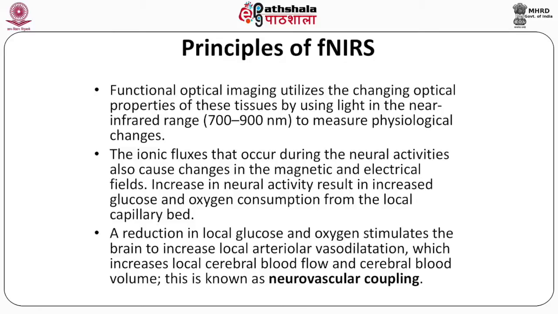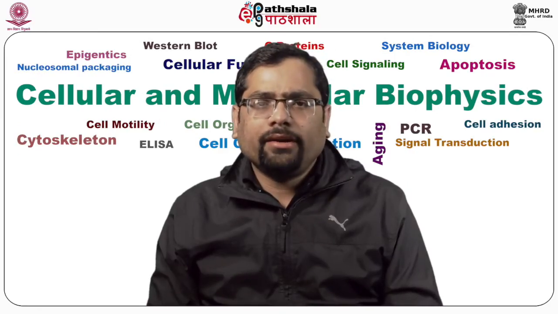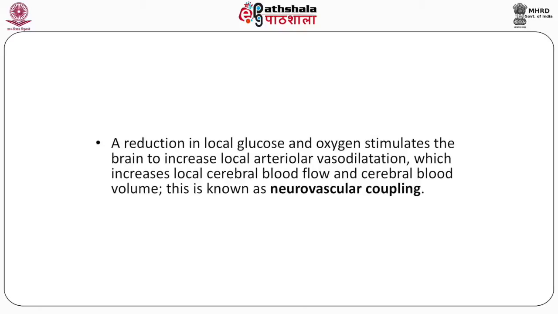This increase in neuronal activity results in increased glucose and oxygen consumption from the local capillary bed. So, whenever there is any neuronal activity, it changes the electrical and magnetic field in the vicinity. Along with it, there is also increased glucose and oxygen consumption from the local capillary bed. A reduction in local glucose and oxygen stimulates the brain to increase the local arteriolar vasodilation. So, it is indirectly the local factors mediated vasodilation.